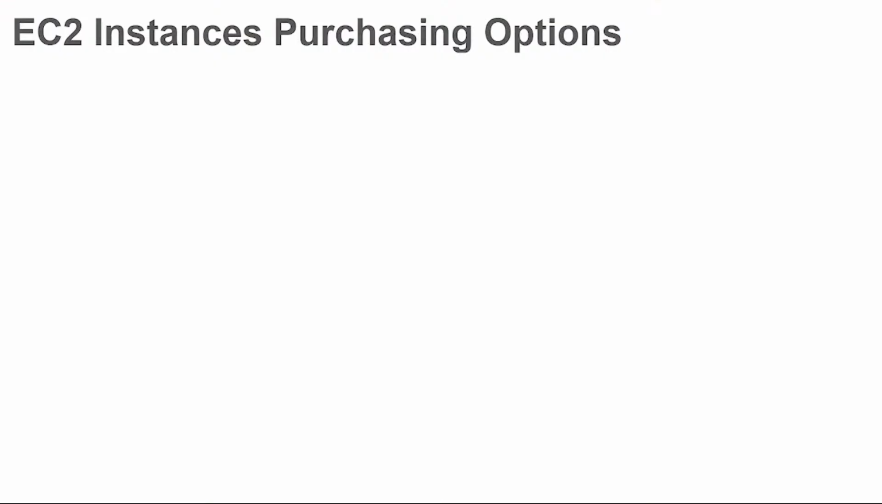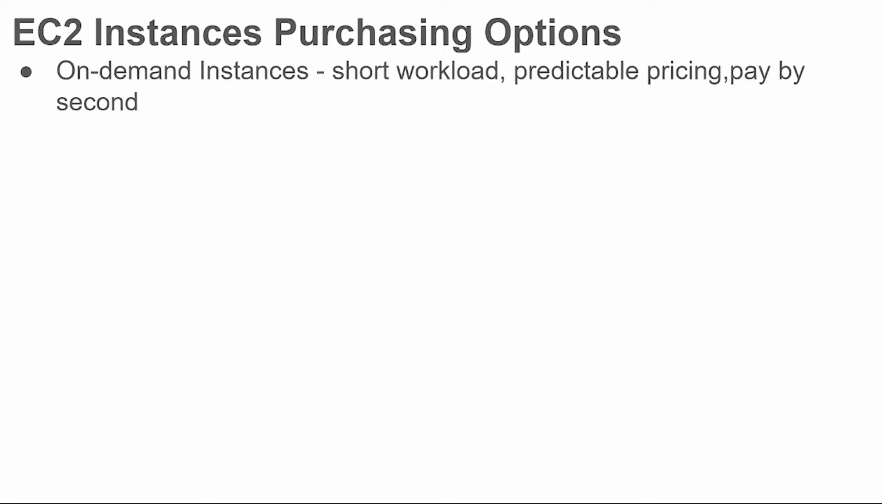So we will see the EC2 instance purchasing options, that is, what types of purchasing options are provided by AWS for us. Okay, so let's move forward. First is on-demand instances. These types of instances are useful for short workloads. Pricing is predictable here, and you pay by the second. Suppose you pay every second for your usage.